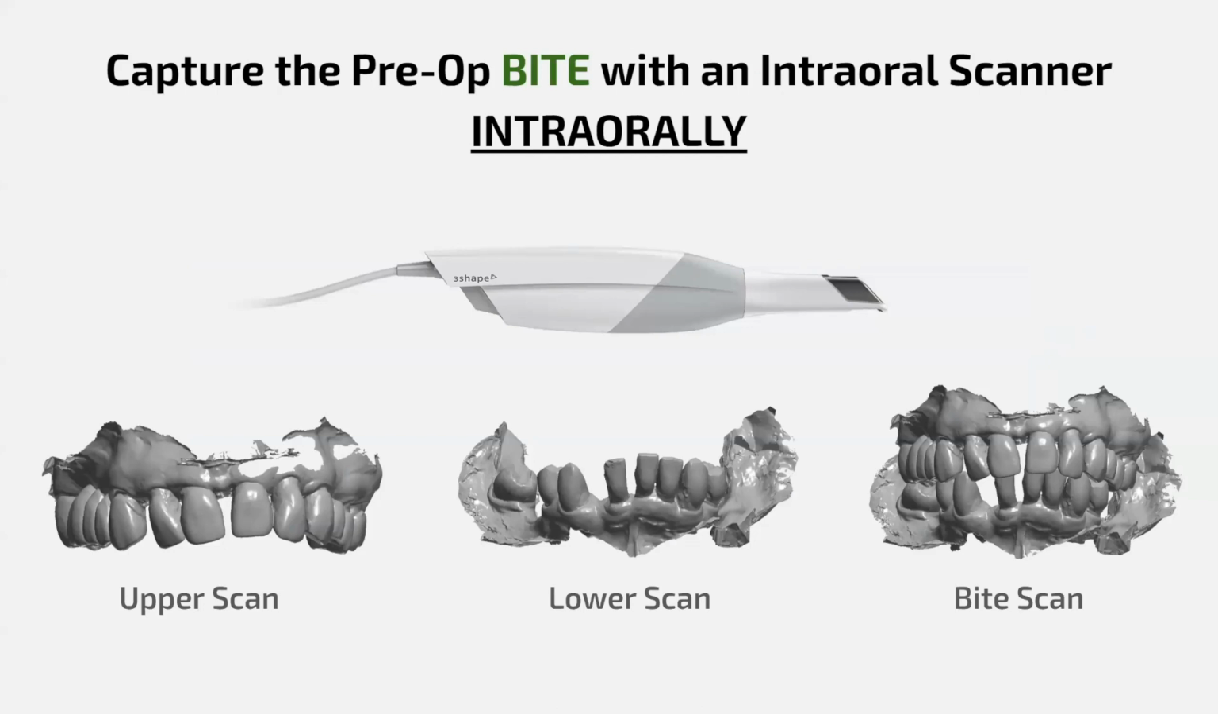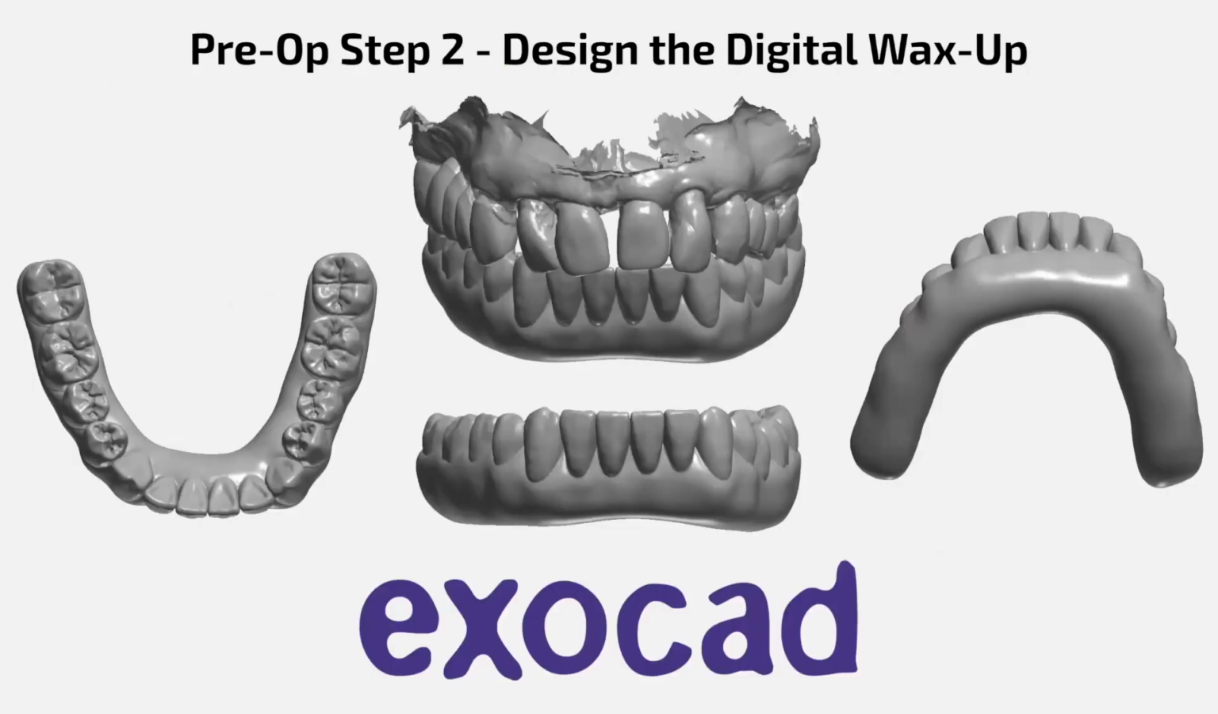And of course, we want you to capture the pre-op bite with the intraoral scanner. And we want you to do this intraorally, so being able to scan the upper and the lower and the bite all together in the same scan, and making sure you capture that bite really nicely without the patient opening up. So those are your pre-op records, right? Those are the records that you really need to make sure that you have for your patients so they can do a digital design of the wax up.